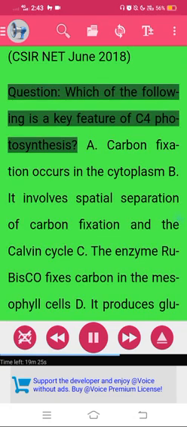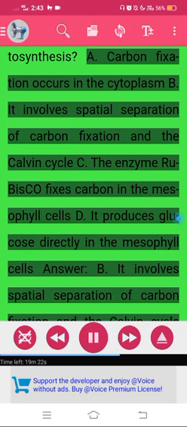CSIR NET June 2018. Question. Which of the following is a key feature of C4 photosynthesis? A. Carbon fixation occurs in the cytoplasm. B. It involves spatial separation of carbon fixation and the Calvin cycle. C. The enzyme Rubisco fixes carbon in the mesophyll cells. D. It produces glucose directly in the mesophyll cells.